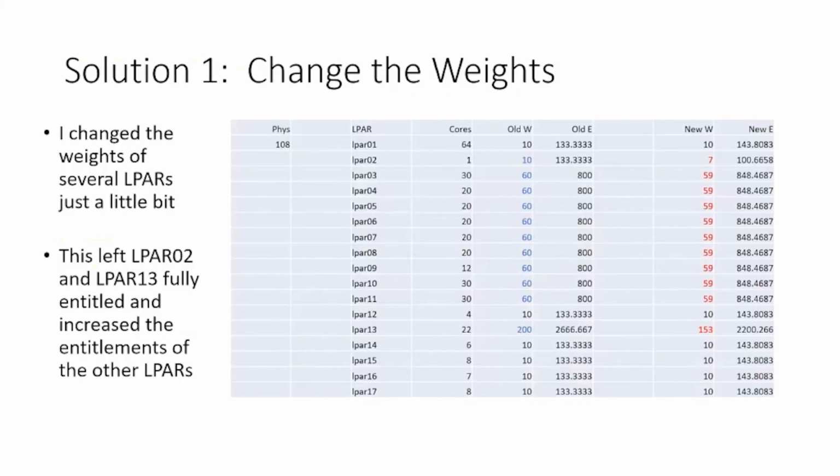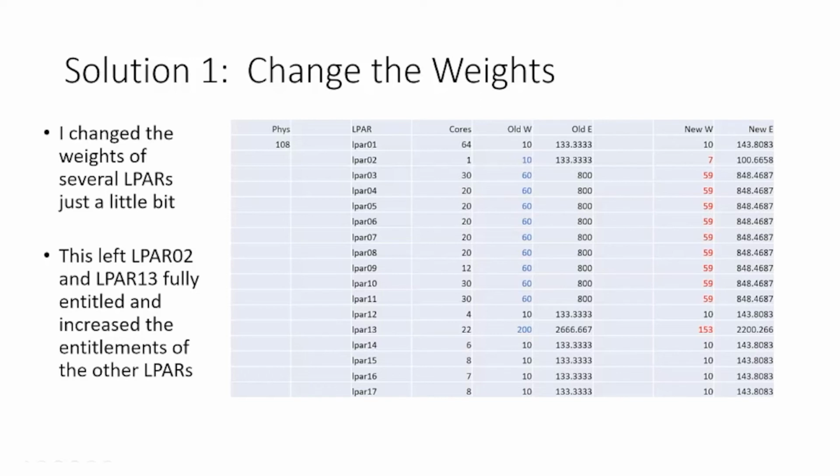Now, to correct this, we need to change some weights, and I think on the next chart I have an illustration of that. Okay, so solution one, the solution for problem one, in other words, is to change the weights. What I did here is I prepared a little table, a spreadsheet, pasted it in. I've got all of the partitions named here, their numbers of logical cores, and these are the weights from the previous chart. A lot of those partitions had weight 60. The LPAR that was grossly over entitled had weight 200, and then LPAR 02 had a weight of 10.